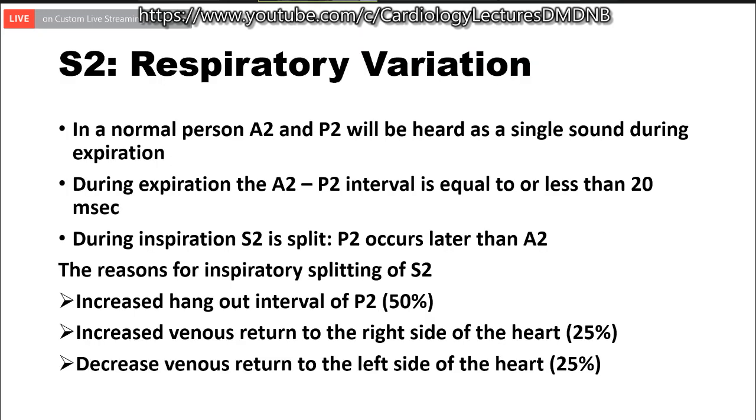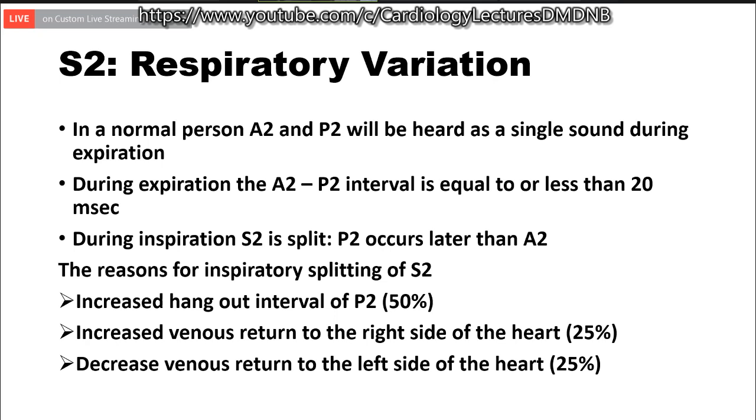Let us look at the respiratory variation. In a normal person, A2 and P2 will be heard as a single sound during expiration. During inspiration, it is split. During expiration, the A2-P2 interval is equal to or less than 20 milliseconds. During inspiration, it is around 50 to 60 milliseconds so that the sounds can be heard separately. P2 occurs later than A2.